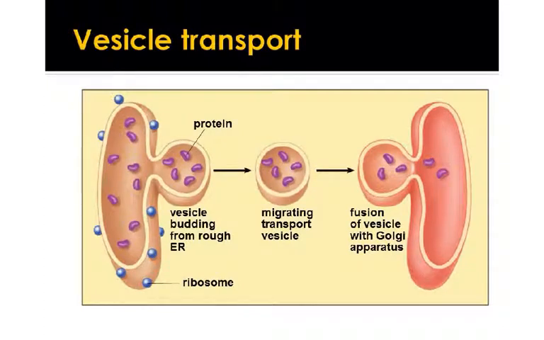This is just another image that shows you how proteins are sent or shipped around the cell. So this would be the rough ER. The proteins are being made on the rough ER by the ribosomes, and then part of the rough ER pinches around the proteins. Basically, it squishes around them like a bubble, and then this is called a vesicle. This bubble membrane is a vesicle. It carries those proteins to the Golgi.